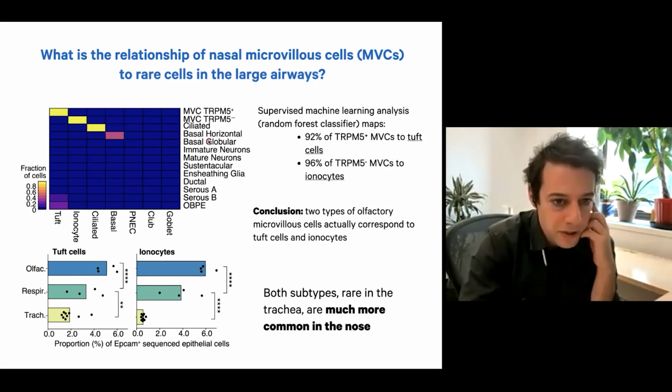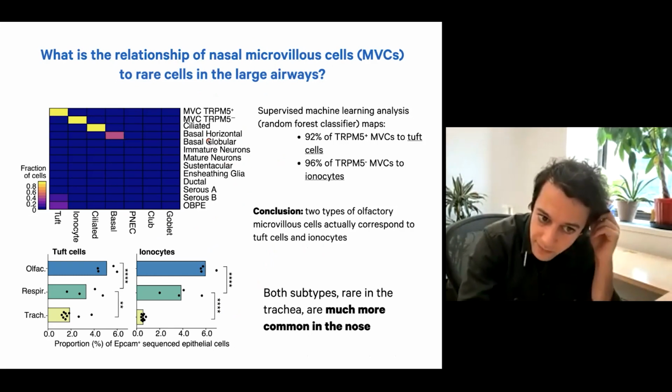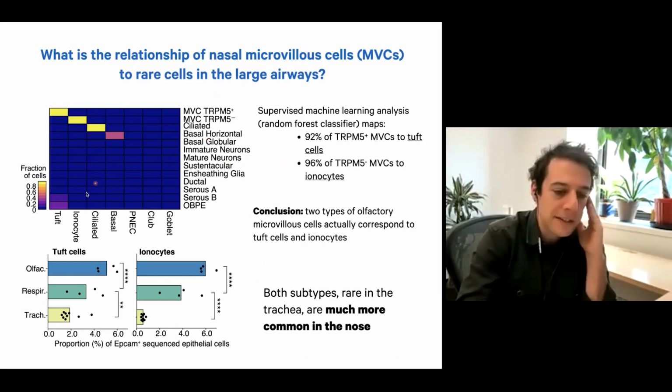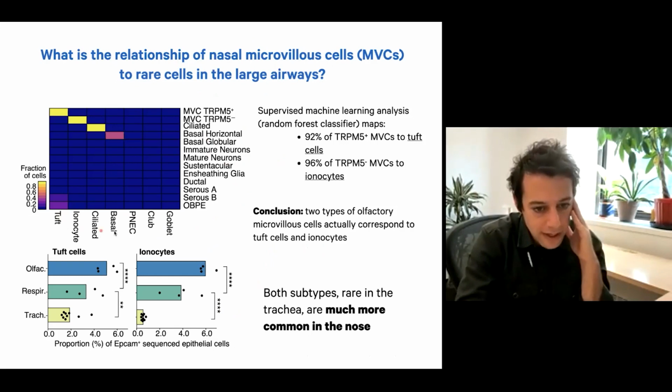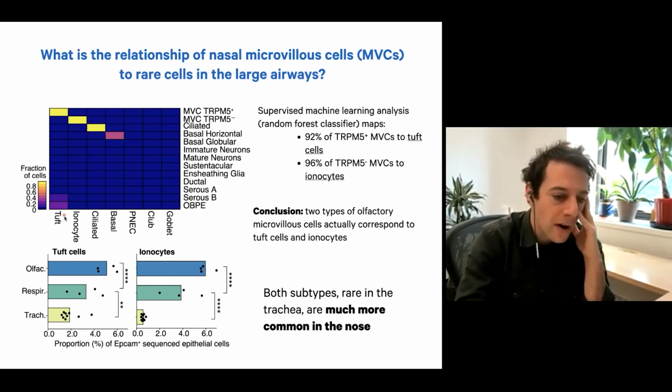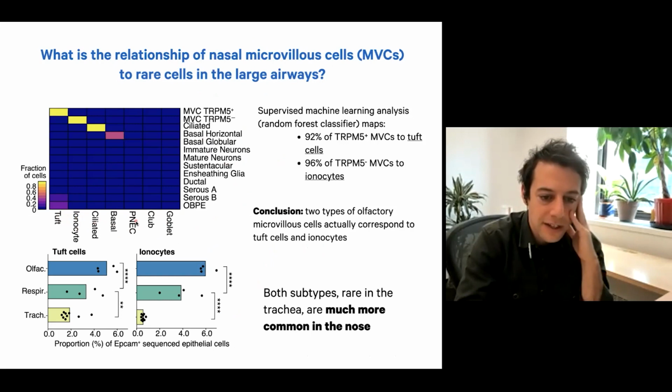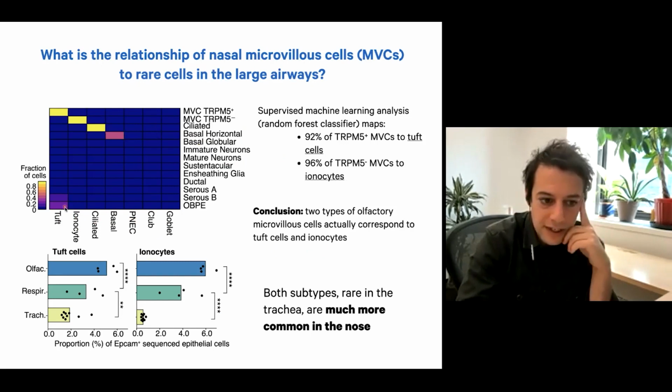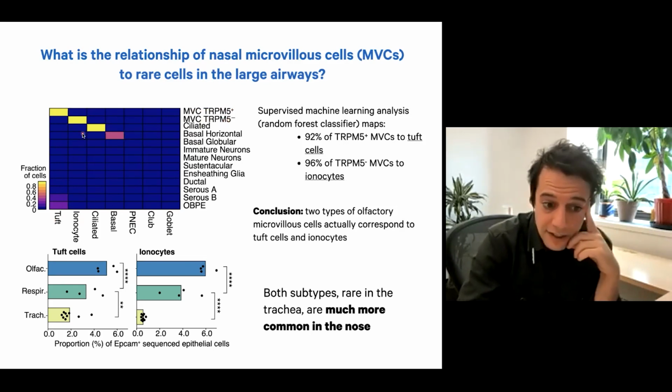So we applied a machine learning approach. We trained a random forest classifier. We basically gave it the data from the trachea and said, if you can learn a model of all of these epithelial cell types, which would you predict are present in the data from the nose? And what the classifier actually said was that these microvillus cells, which are TRPM5 positive, are exactly like tuft cells, very unambiguously like tuft cells. And the TRPM5 negative subset are exactly like ionocytes.